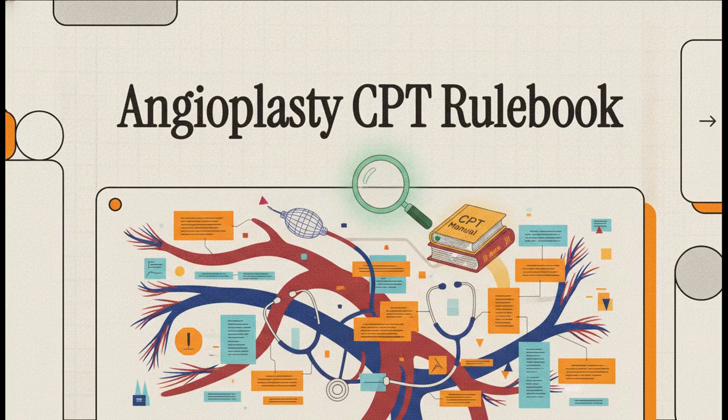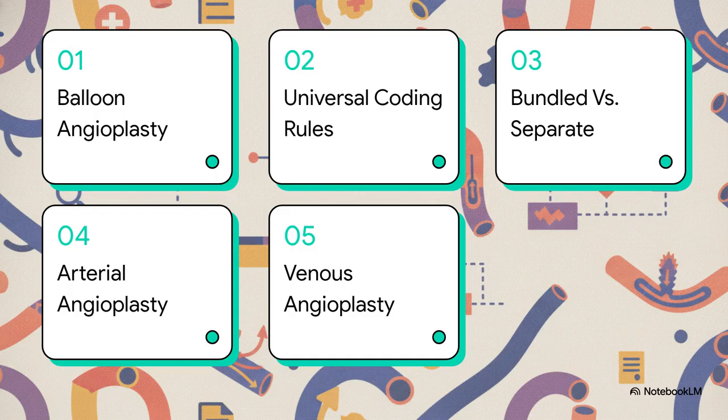By focusing on the exact source material, we'll build a framework that actually makes sense of the procedure itself, the universal rules, and the specific codes. Okay, let's dive right in. So here's our roadmap for this explainer. First, we'll cover understanding balloon angioplasty. Then we'll hit the universal rules of coding, followed by bundled versus separate codes, and finally, we'll wrap up with the specific arterial and venous angioplasty codes.